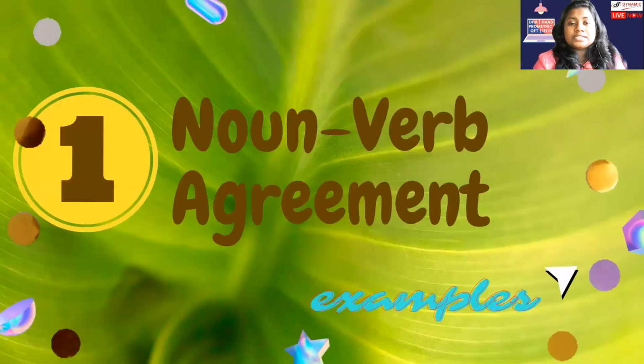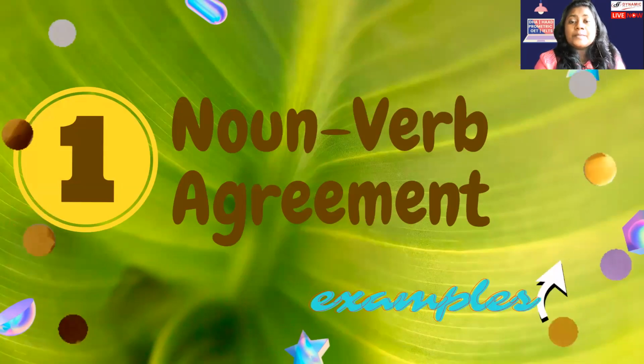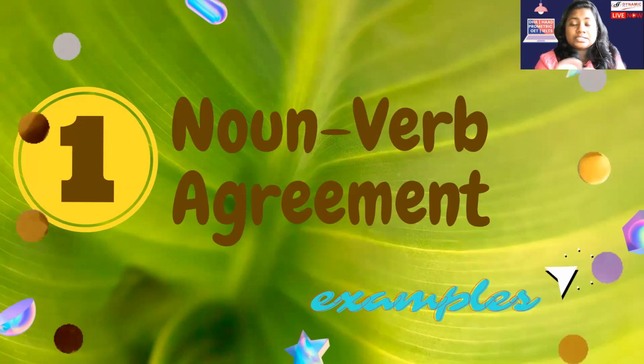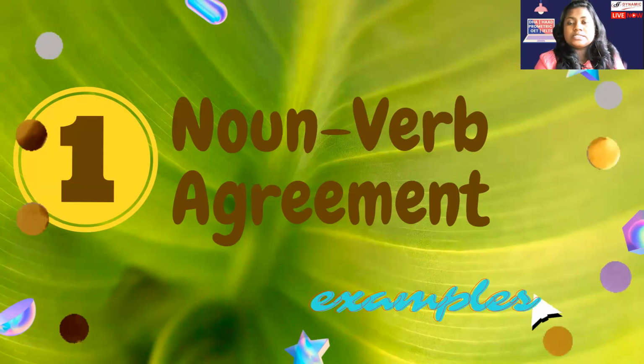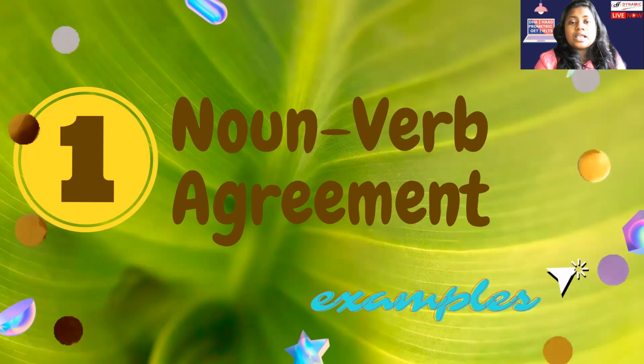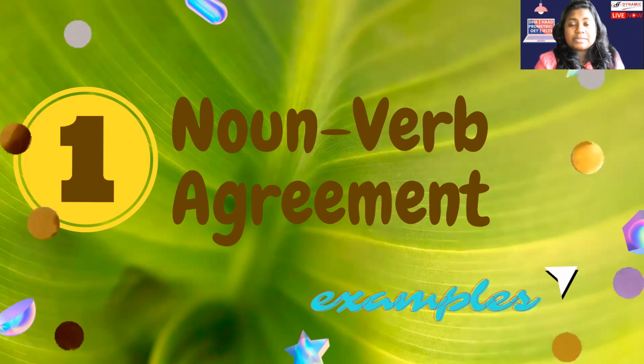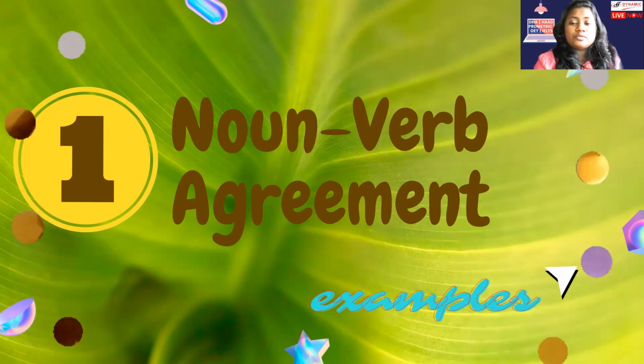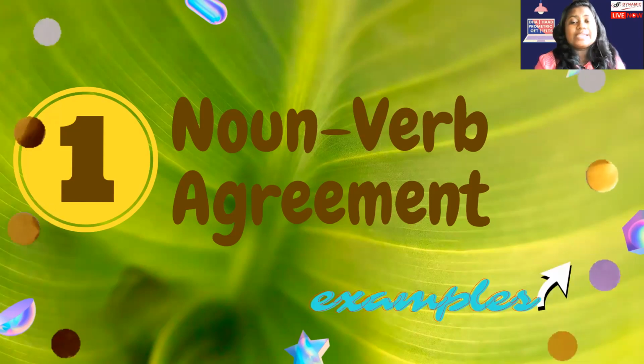First mistake is noun verb agreement. 90% of candidates make this mistake. It is otherwise called subject verb agreement also. Both are the same. This is one of the rules in our grammar, and if you make any mistake in this, it will automatically be considered a grammatical error, and it will reduce your score.